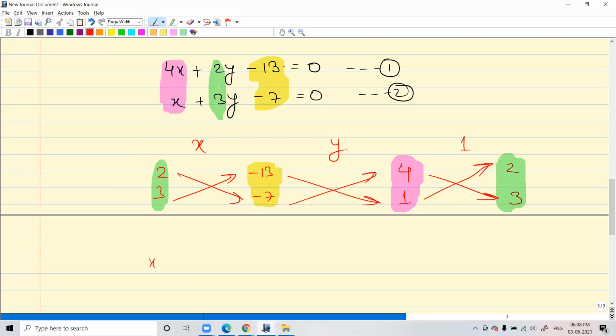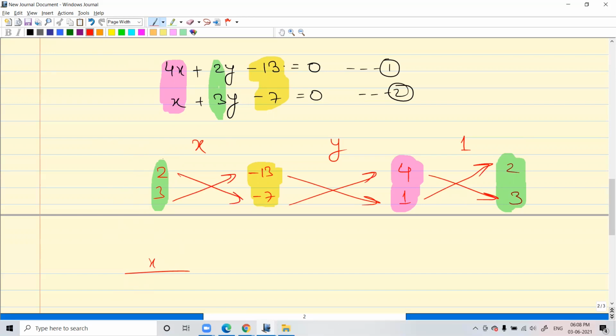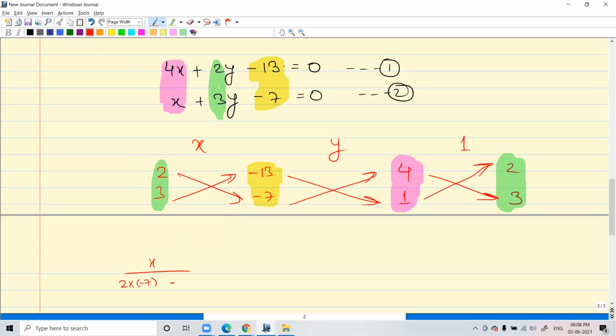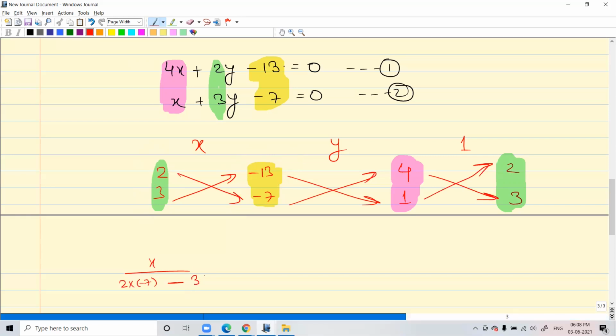So it will be what? X by. Tell me, guys. X by what? Did anyone understand? Where do we need to start? We need to start from this top left. 2 multiplied by minus 7. So I will write 2 into minus 7. That is these two numbers. Then from that you subtract 3 into minus 13.